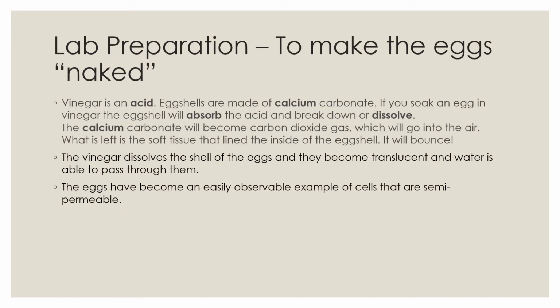To make the eggs naked, we use vinegar. Vinegar is an acid. Eggshells are made of calcium carbonate. If you soak an egg in vinegar, the eggshell will absorb the acid and break down or dissolve. The calcium carbonate will become carbon dioxide gas, which will go into the air. What is left is the soft tissue that lines the inside of the eggshell. It will bounce. The vinegar dissolves the shell of the eggs and they become translucent and water is able to pass through them. The eggs have become an easily observable example of cells that are semi-permeable.